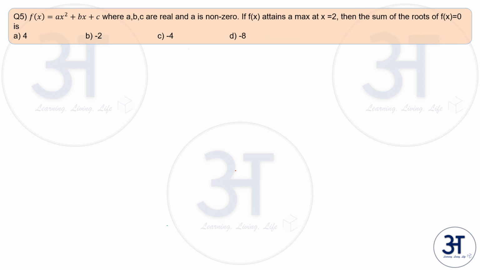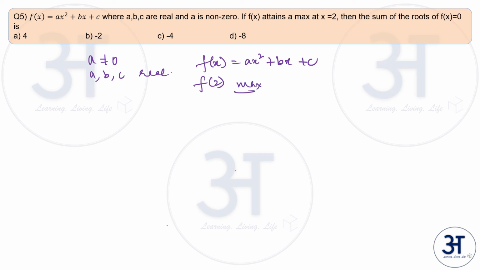So in this case, f of x is equal to ax square plus bx plus c, where a, b, c are real and a is non-zero. So a is not equal to 0 and a, b, c are real. So you have f of x is equal to ax square plus bx plus c. If f of x attains maximum at x equal to 2, so f of 2 is maximum, then the sum of the roots of f of x equal to 0 is what? Then alpha plus beta equal to minus b by a. So this is equal to what?